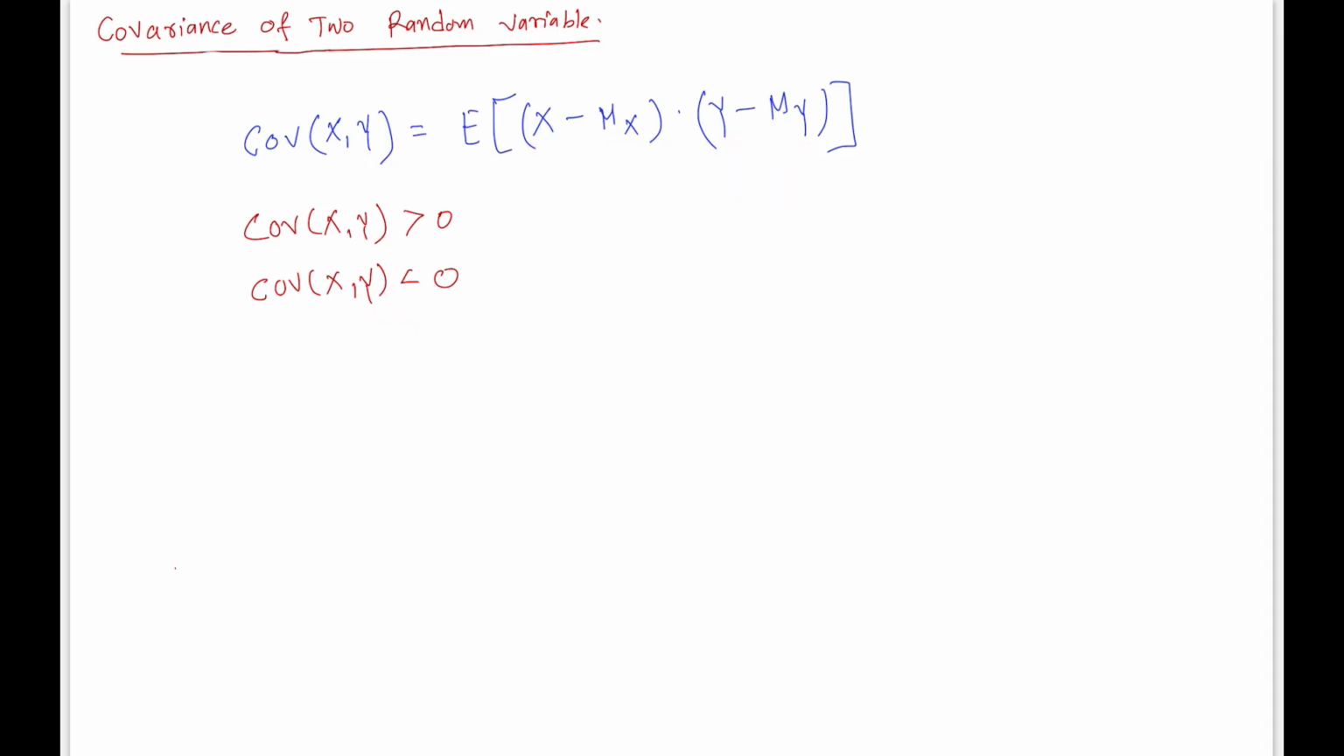So what kind of information do you get from the covariance? The covariance tells you how these two random variables tend to move: whether they move in the same direction or in opposite directions.